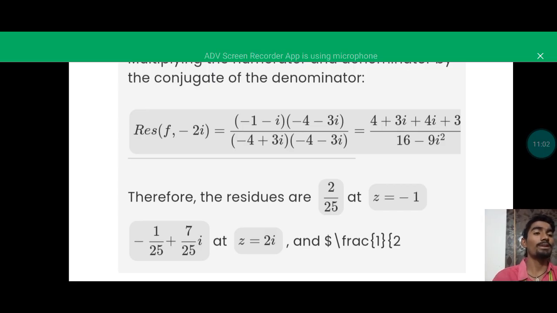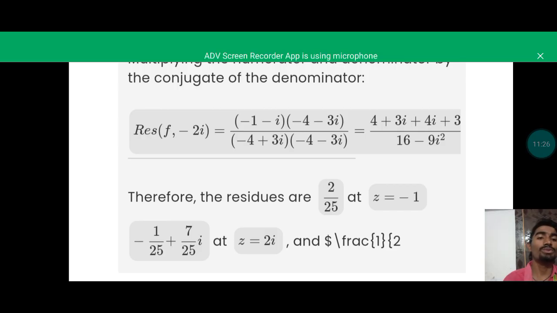Equals 4 plus 3i plus 4i plus 3 by 16 minus 9i square. I square equals minus 1. We already have the minus 9, so minus 9 into minus 1 will become plus 9. And the denominator becomes 25, and we find the numerator 7, so this becomes 7 by 25 i.